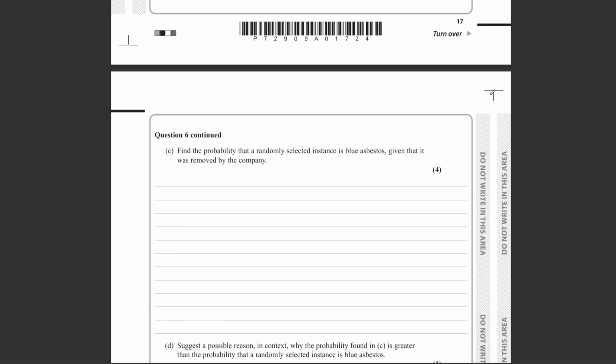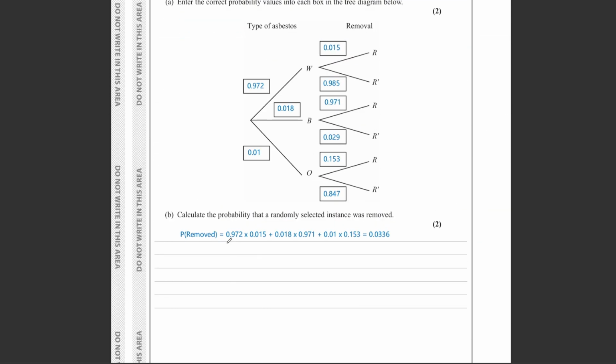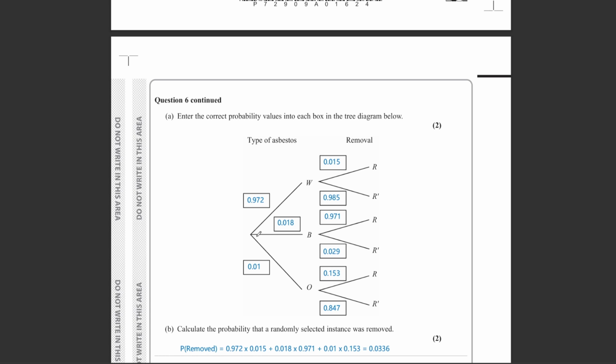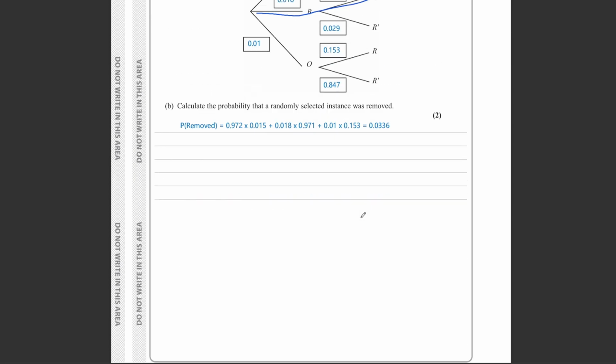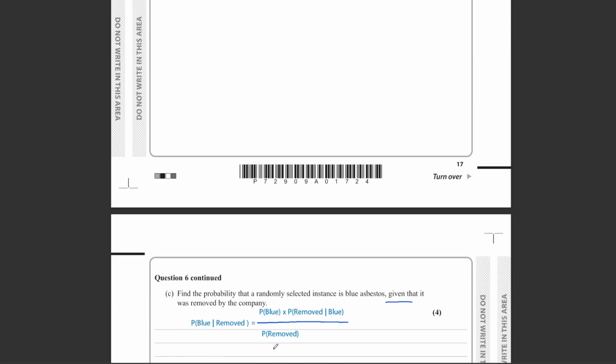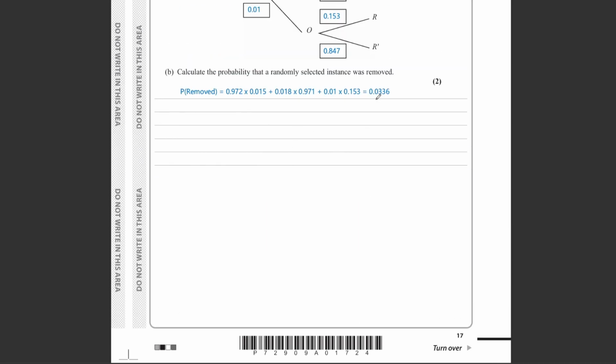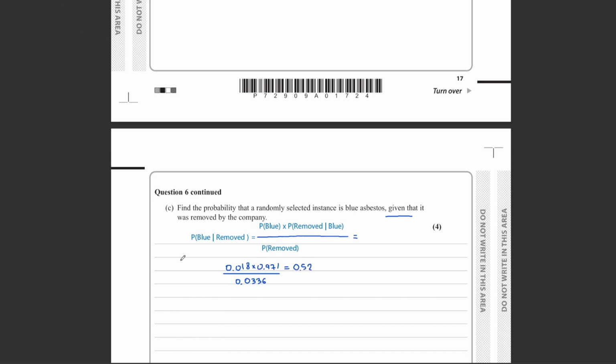In question C, we have conditional probability. This is the formula. So first we should go with the branch of the blue asbestos, and that it's removed. So this way. And the denominator is the value from question B we need to use. And the answer is 0.52.